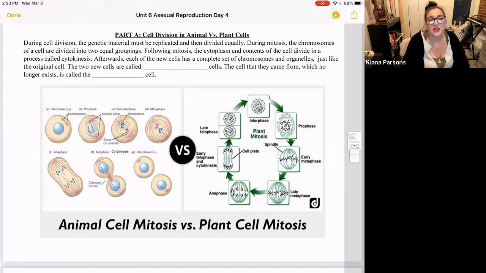So during cell division, the genetic material must be replicated and then divided equally. During mitosis, the chromosomes of a cell are divided into two equal groupings. Following mitosis, the cytoplasm and contents of the cell divide in a process called cytokinesis. So you can see here the genetic information is being replicated, and then the cytoplasm and the contents of the cell divide, right? So that's just the terminology that we use. Afterwards, each of the new cells has a complete set of chromosomes and organelles, just like the original cell. The two new cells are called daughter cells.